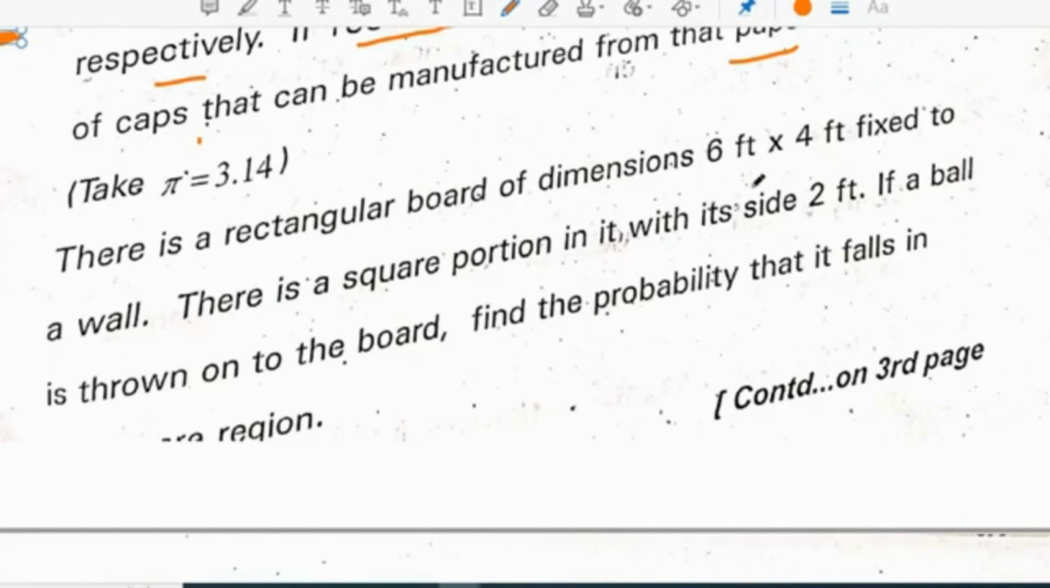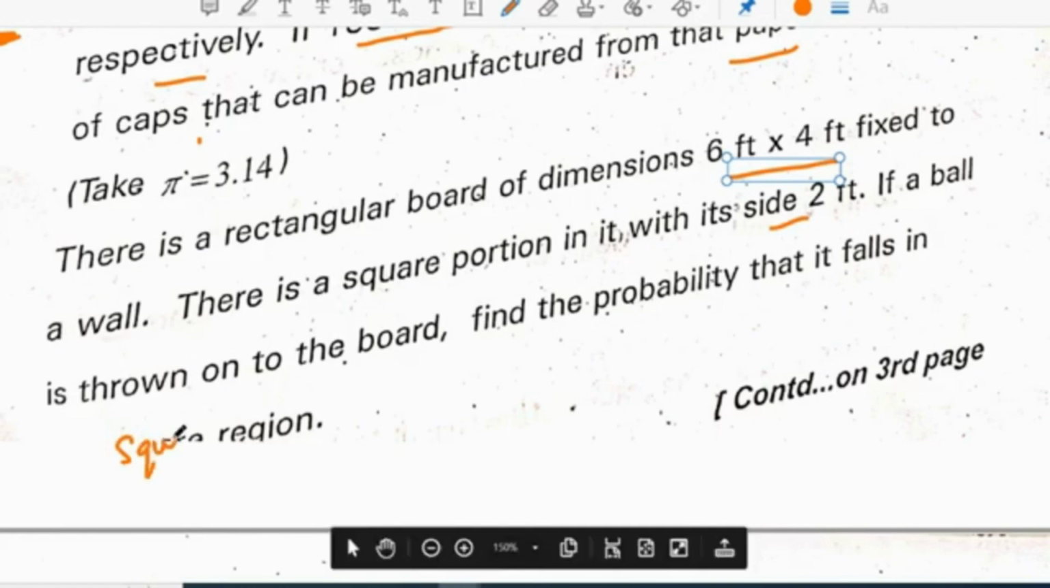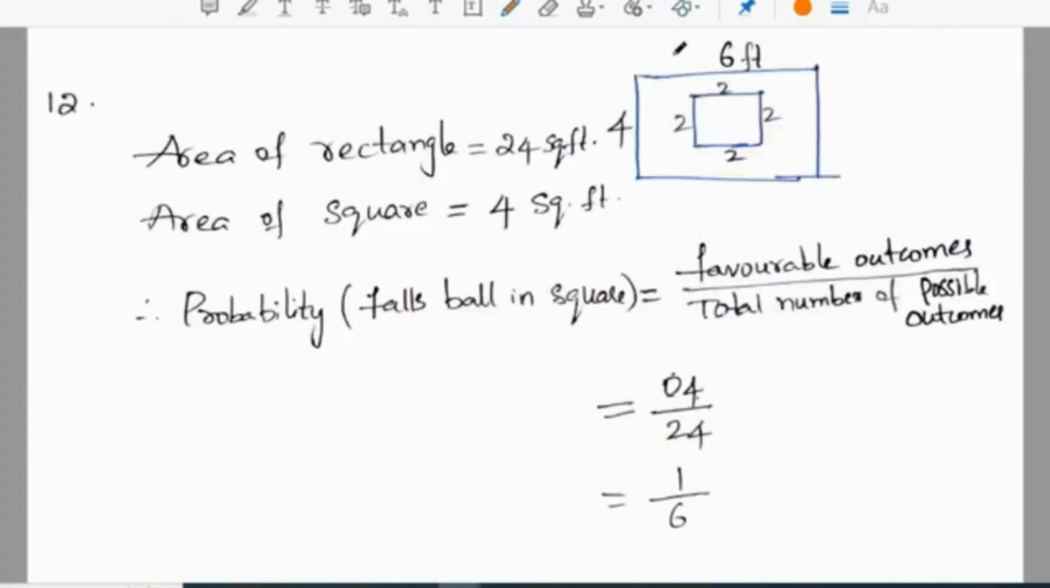There is a rectangular board of dimension 6 feet by 4 feet fixed to a wall. There is a square portion in it with its sides 2 feet. If a ball is thrown on the board, find the probability that it falls on the square region. So we'll take a diagram. There is a rectangle with measurement 6 feet and 4 feet, and there is a square in between the rectangle which is of side 2 feet by 2 feet. So the area of the rectangle is 24 square feet, and the area of the square is 4 square feet. 6 fours are 24, 2 twos are 4.